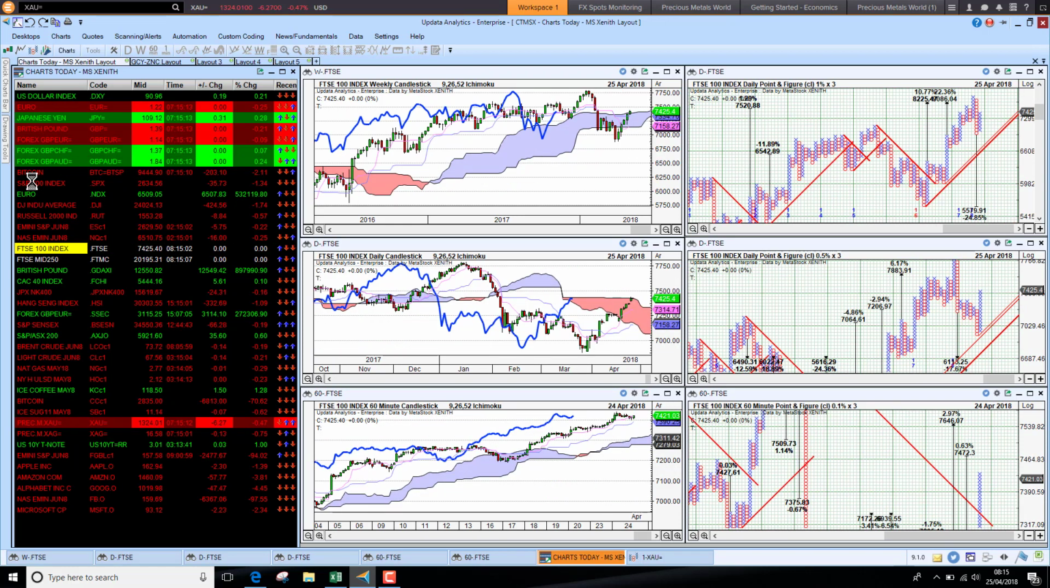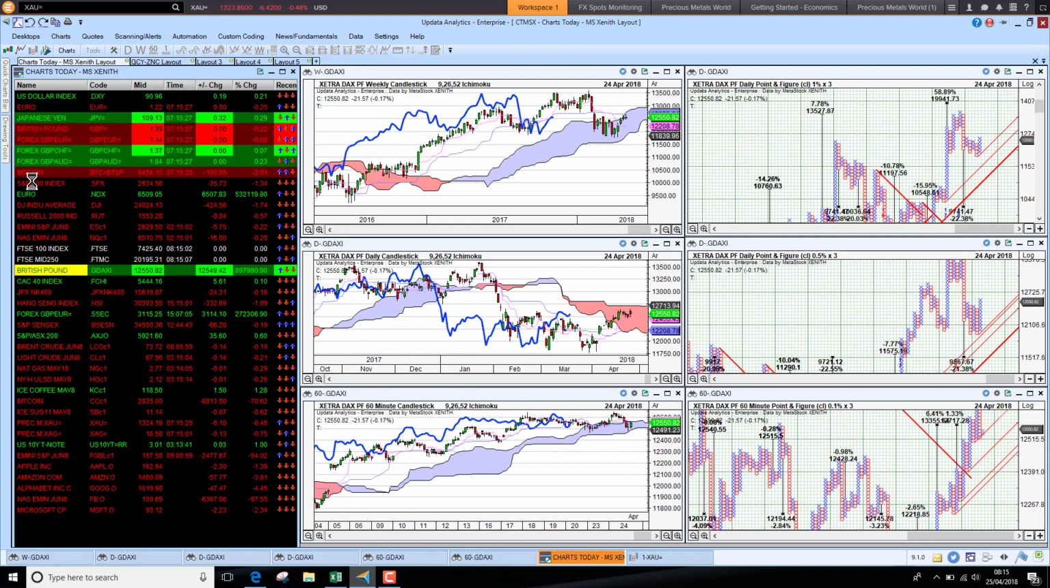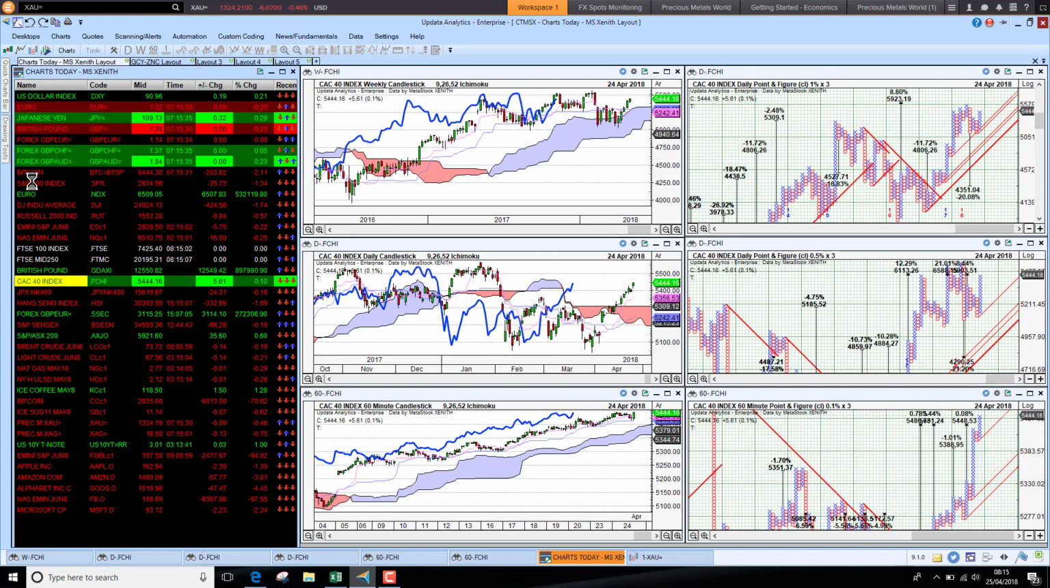UK market not open yet, but it was looking quite good yesterday. But the future is suggesting that we will go lower with the FTSE 100, and the FTSE 250 probably also will head lower as well. The DAX also just selling off slightly this morning, and the CAC 40 also. So we're just seeing markets following the US lower, as you might expect.